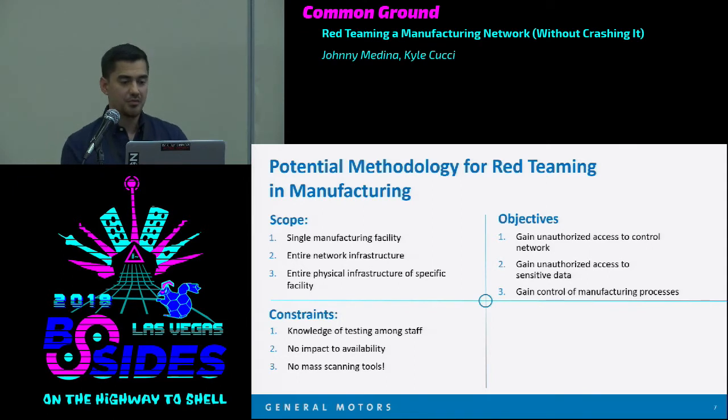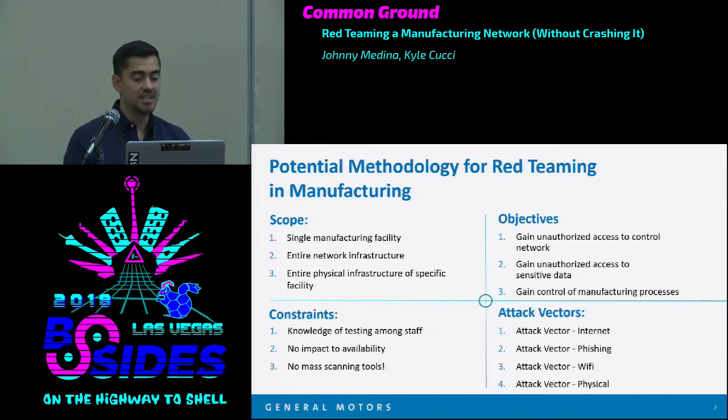And then objectives. Like we mentioned before, red teaming is mainly objective driven. So what are your main goals? What are the main objectives you're trying to accomplish with this assessment? Gain authorized access to the network, gain authorized access to sensitive data maybe, find specific data within your network that your company holds as the holy grail, and then maybe gain access to the manufacturing process, so influence the process that's being used to produce something. Some of the attack vectors we're going to take a look at shortly are from the internet. So anybody on the internet, what can they see with your organization? What can they do? Phishing, as well as Wi-Fi and physical.